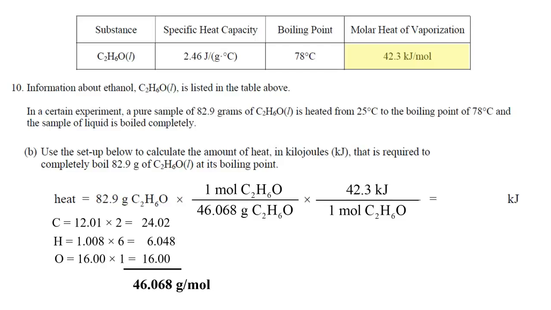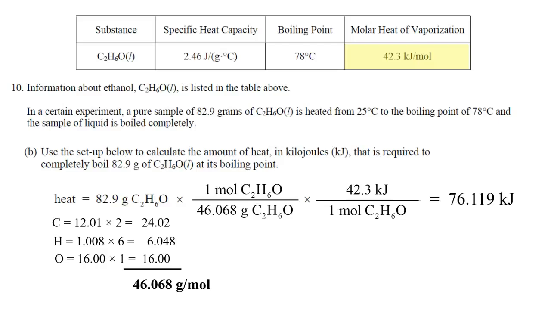Now I am set up to go from grams to moles and then moles to kilojoules. So when I pick up my calculator, it's going to be 82.9 divided by 46.068 times 42.3. And then my answer will be in units of kilojoules. So when I do that math, I get 76.119 kilojoules.